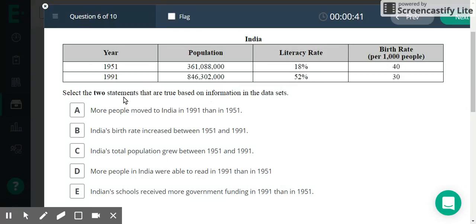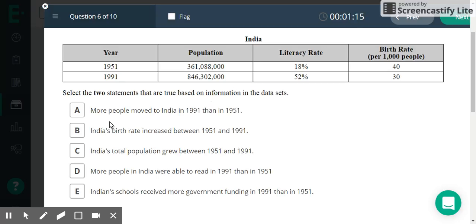So as you go through this, it says select two statements that are true based on this information. So you look at the title, look at the column headings, and it tells you which kind of information it's giving you. We have two different years. We're looking at population, the percentage of those population that can read or write, and then birth rate, which is the amount of births that take place. And it tells you it's per 1,000 people. So go through these one by one to see if they can line up.